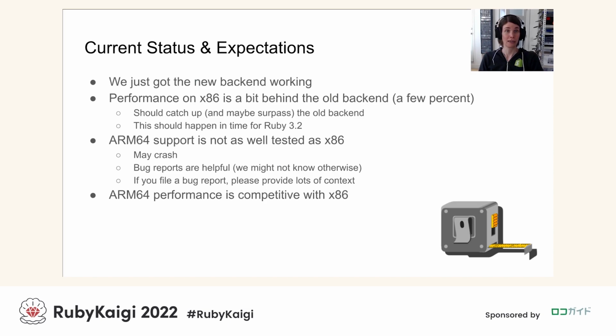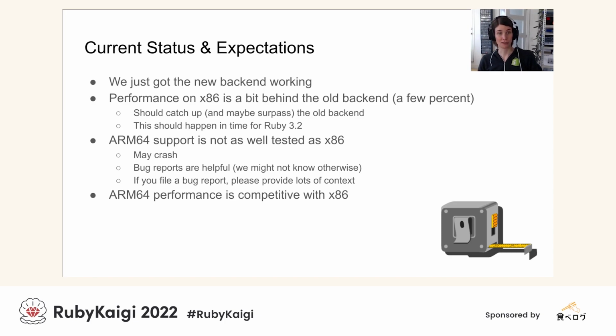And so in terms of current status and expectations, we just got the new backend working. The performance on x86 is a little bit behind the old backend by a few percent, but we think it's going to surpass the old backend. And this should very much happen in time for Ruby 2.2. I should also mention that ARM64 support is not as well tested as x86. If you try to run YJIT on ARM64, it's possible it could crash.